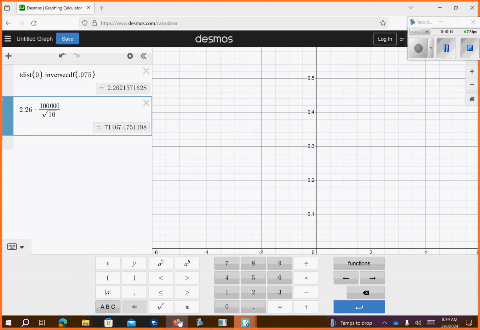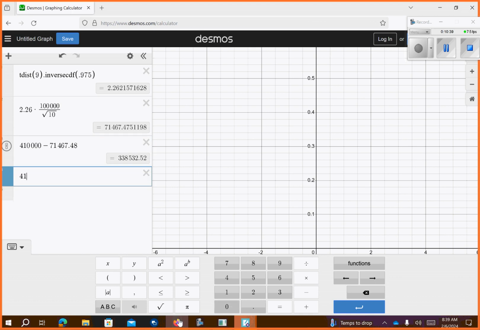So for this confidence interval, we're going to go 410,000 minus 71,467.48 and 410,000 plus 71,467.48.